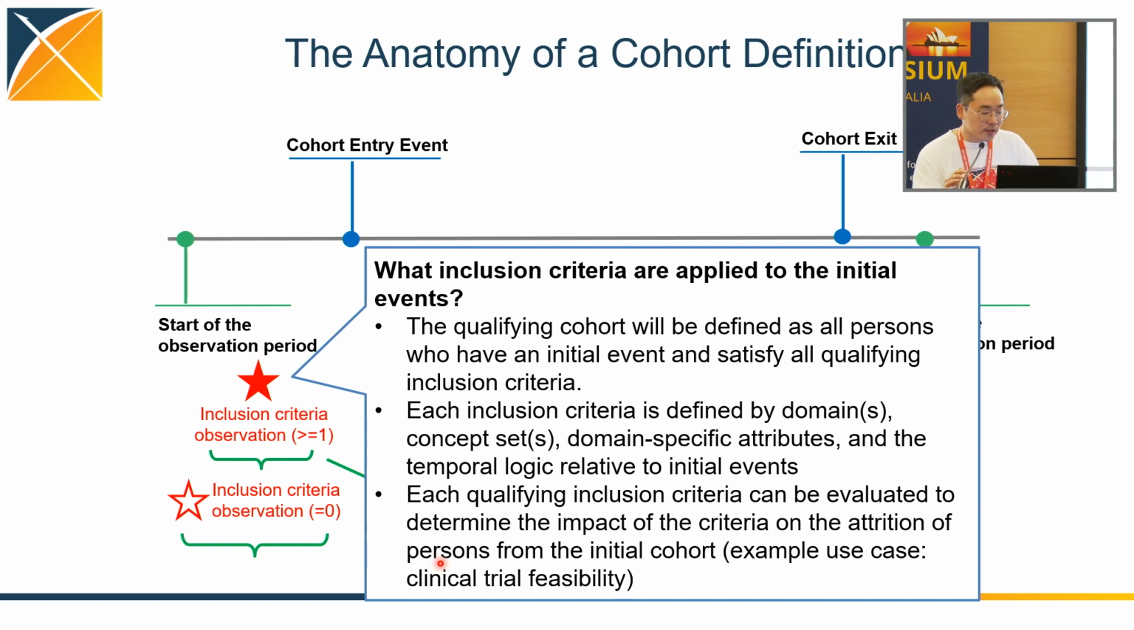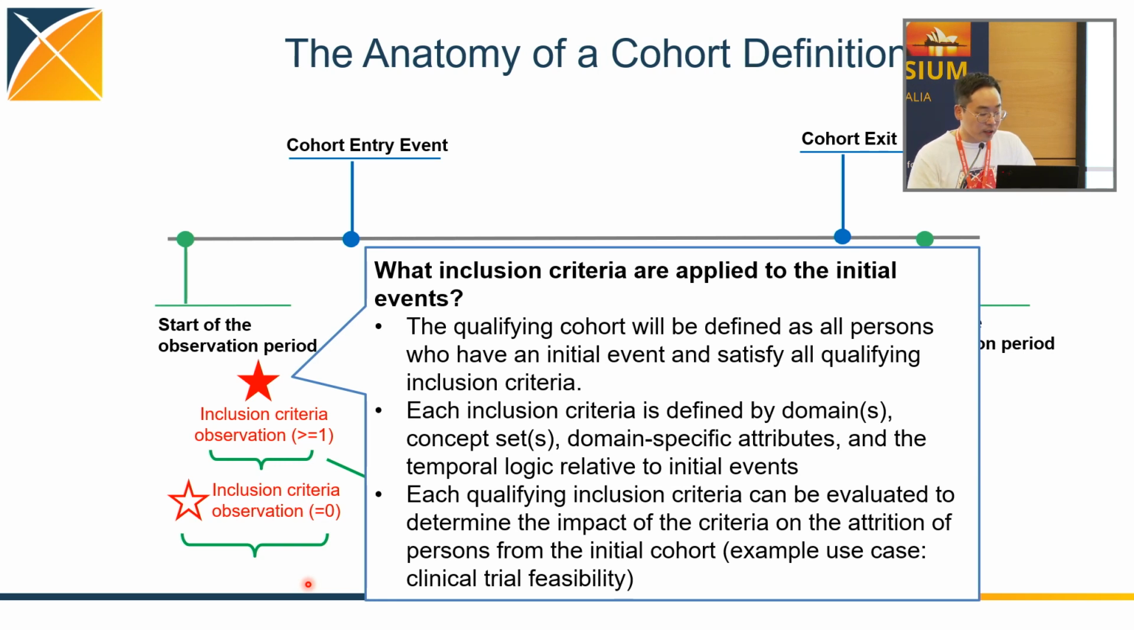And then there is inclusion criteria after the initial events. So what is the inclusion criteria? It's kind of additional criteria. A cohort satisfying the inclusion criteria beyond the initial event is a qualifying cohort, defined as all persons who have the initial event and satisfy all qualifying inclusion criteria. Just like the initial events, each inclusion criteria can be defined by domain concept sets and domain-specific attributes with temporal logic relative to initial events. I will show you later.